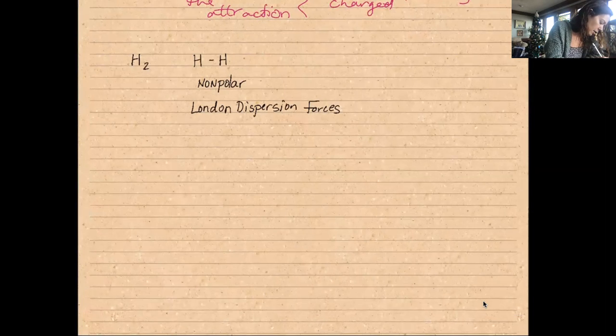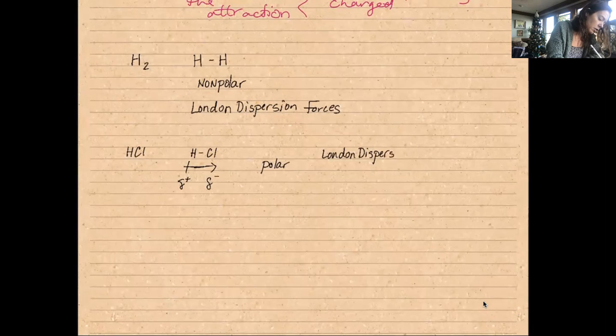We could look at something like HCl. It looks like this. Chlorine hogs the electrons, partial negative, partial positive. This is polar. Therefore, it has London dispersion forces because all solids and liquids experience London dispersion forces, but it also has dipole forces, okay?